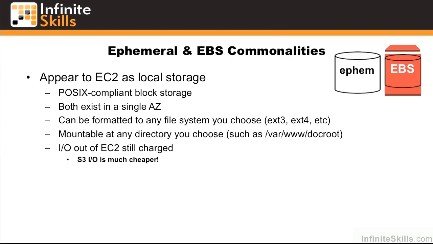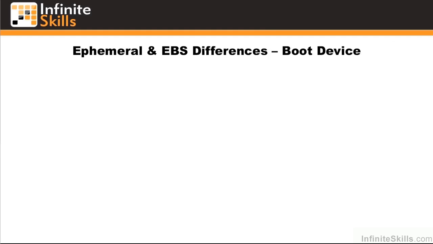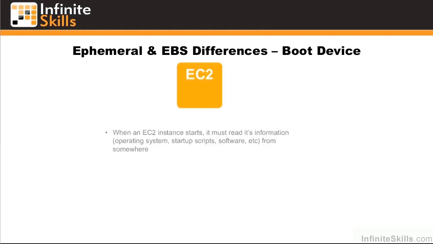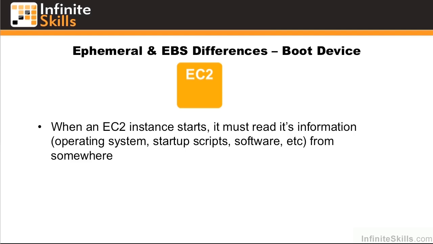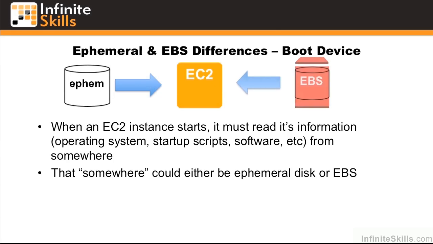S3 I/O is always going to be your cheapest. They can be striped and they can be mirrored with RAID 0 and 1. But in the case of EBS, the disks are already redundant. Mirroring makes no sense, but striping may. Either can be used as the boot device. When we talk about a boot device, we're saying that when an EC2 instance spins up, it has to read its information from somewhere. That somewhere could either be ephemeral disk or EBS.